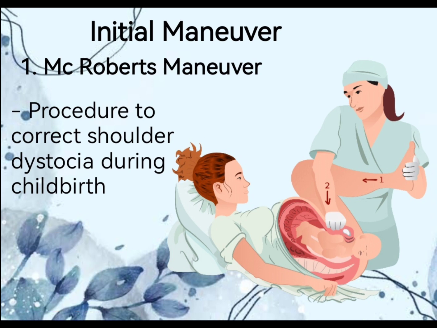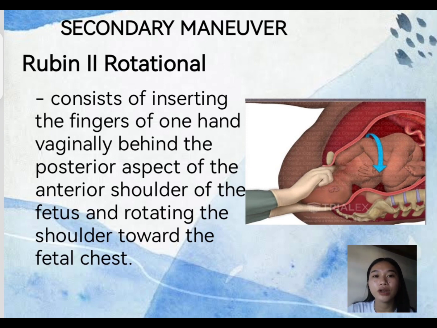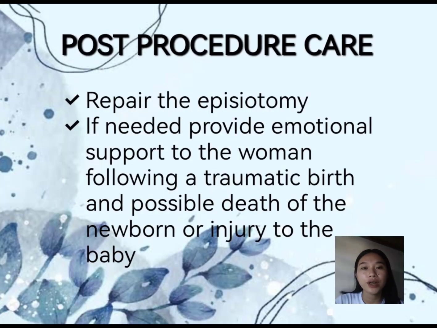As you can see, the nurse puts the suprapubic pressure on the fetal anterior shoulder so that the baby could be delivered. Next, you have the secondary maneuver, the Rubin, the second rotational. It consists of inserting the fingers of one hand vaginally behind the posterior aspect of the anterior shoulder of the fetus and rotating the shoulder toward the fetal chest. What you can see is the fingers inserted vaginally behind the posterior aspect, and then the shoulder is rotated toward the fetal chest. So those are the maneuvers that we need to do, especially when the mother or the baby is experiencing shoulder dystocia.